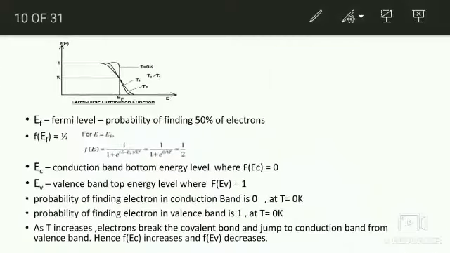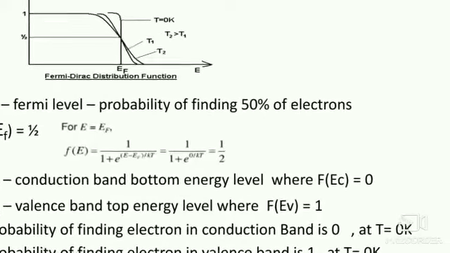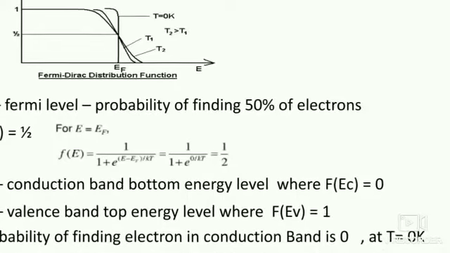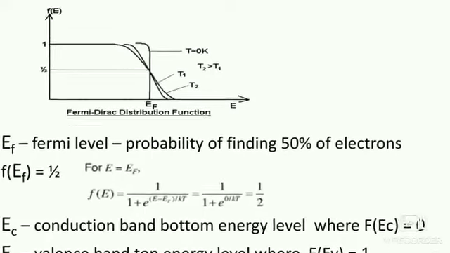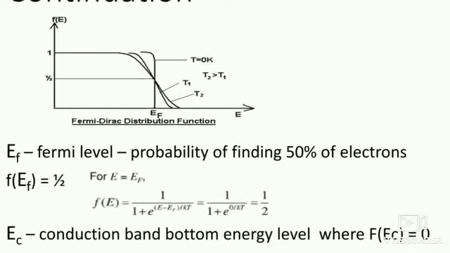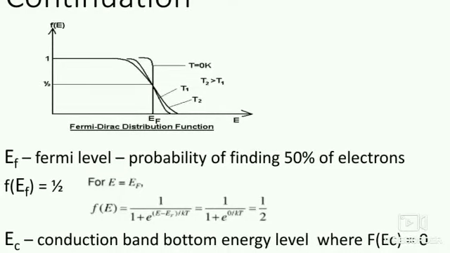So here at T equal to 0 Kelvin, we can see a sharp square wave, but when the temperature is increasing, that is T1, which is greater than 0, f of EC increases from its 0 value and f of EV is decreasing from its maximum value of 1. As T2 increases, which is greater than T1, again the process repeats. But the main thing which is noted is about the Fermi level, which has the Fermi-Dirac distribution function for any curve equal to 1 by 2.